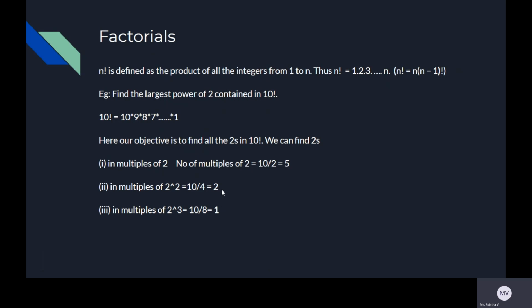So finally, how many do we get? Just add these. So when you have a question like this, find the largest power of a prime number in a factorial, what you have to do is find the multiples of the powers of this prime number in this factorial and add up the number of multiples. You get the overall number of that particular prime number in the factorial. What is the final answer? It is 8. So did you understand? You have to find the multiples of 2, 2 square and 2 cube to get all the 2's here.